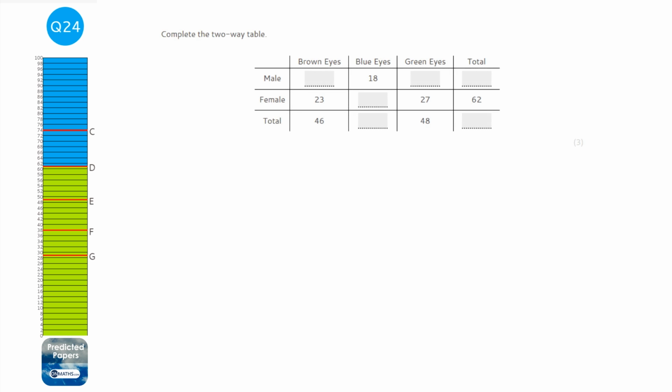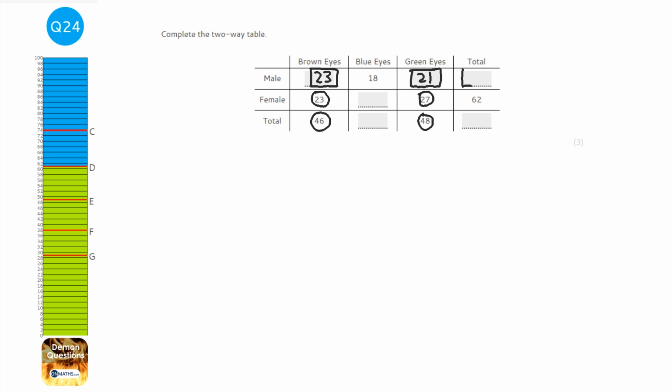With two-way tables, we've got to use the totals to work out the missing numbers. So a nice place to start is this box here. If we have a look, we've got a total of 46 people with brown eyes. 23 of them are female. So all you need to do is 46 take away the 23, and that leaves 23 left over. Now let's have a look at a nice easy one. Green eyes: we've got 48 in total, and 27 females with green eyes. So we want to do 48 take away 27, and that leaves us with 21.